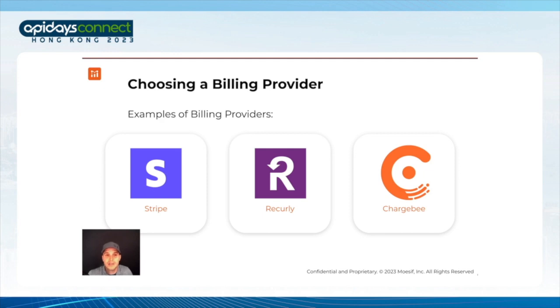So like I said, here's a couple examples of billing providers that you might want to look at, which would be Stripe, Recurly, and Chargebee. There's tons more, and most platforms are going to support them in some way, shape, or form, but these are three that we see a lot of our customers use, and many of them are very easy to get up and running and be billing customers for API usage in a matter of minutes to hours.